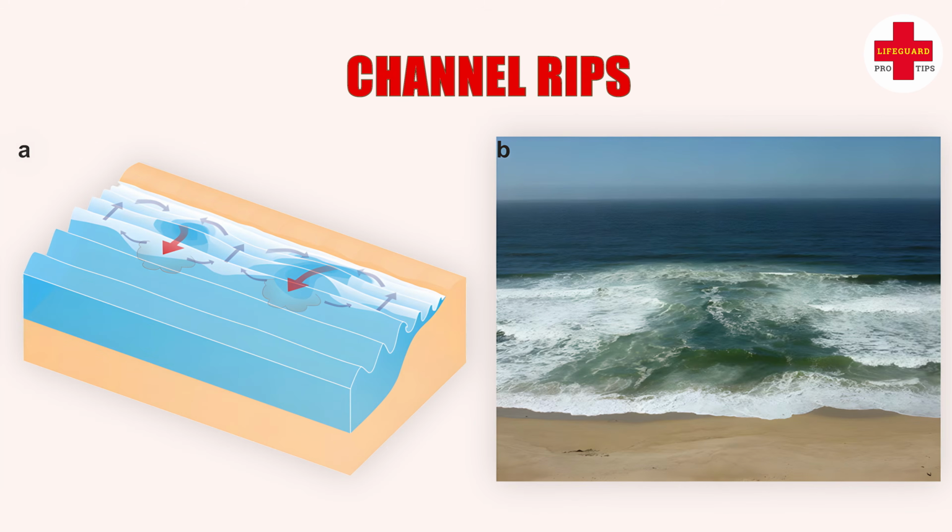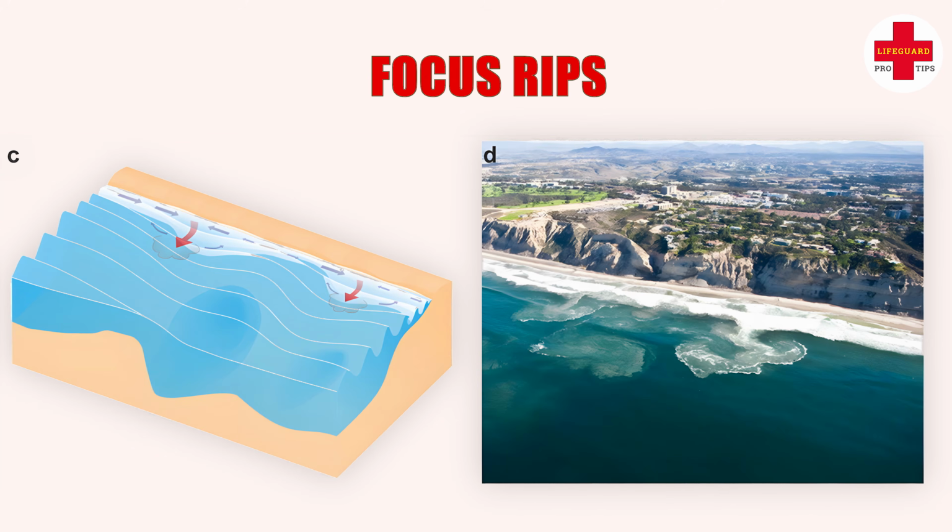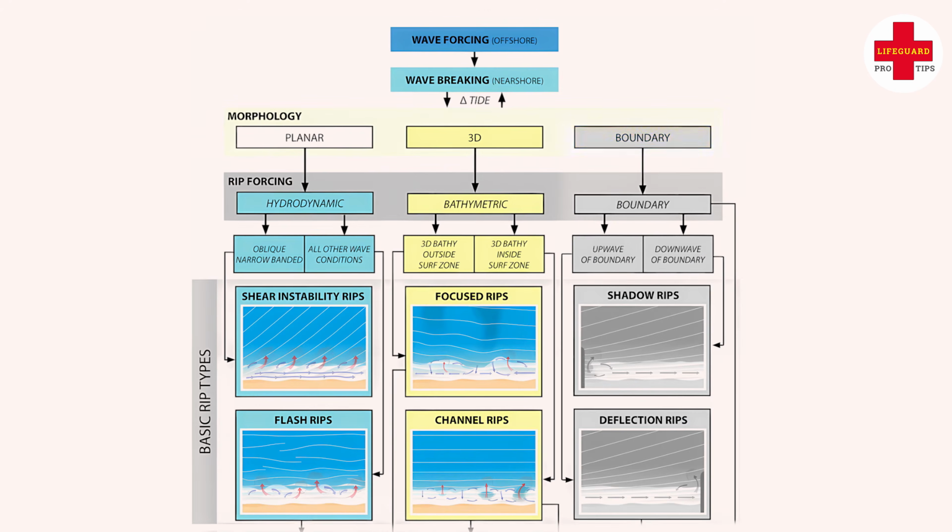Bathymetrically controlled rips. These rips tend to form at consistent spots, guided by variations in underwater topography. Channel rips develop in deeper troughs where waves break less. Focused rips occur where offshore sandbars or reefs bend the waves, concentrating their energy at specific points along the coast.